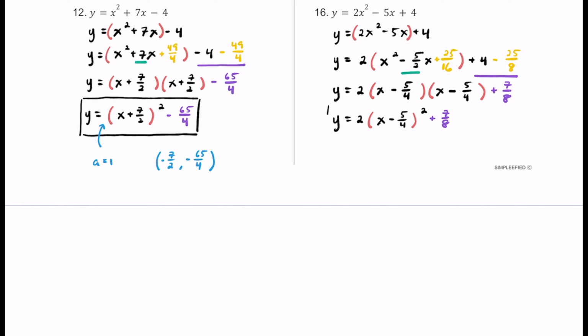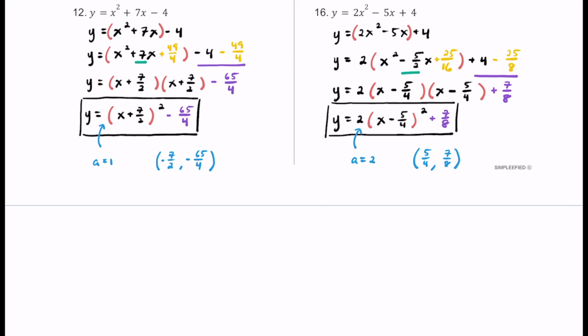Alrighty, so let's go ahead and put a box around this. This would be our vertex form. From this, we can see that we have a vertical stretch by a factor of 2, a horizontal translation of 5/4 units or 1 1/4 units to the right, and a vertical translation up 7/8 of a unit. So our vertex is at (5/4, 7/8), and our vertex is located in quadrant 1. And we have an axis of symmetry of x equals 1 1/4. So that's our imaginary vertical line that splits our parabola in half.